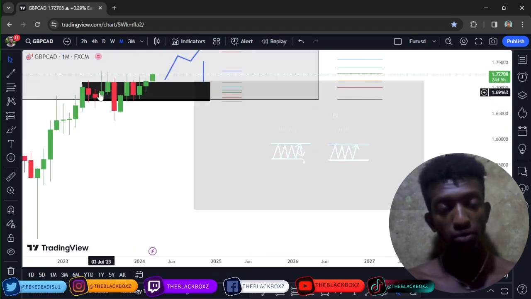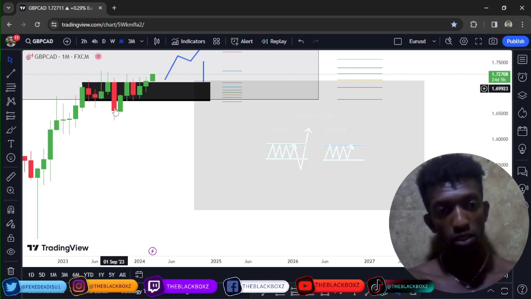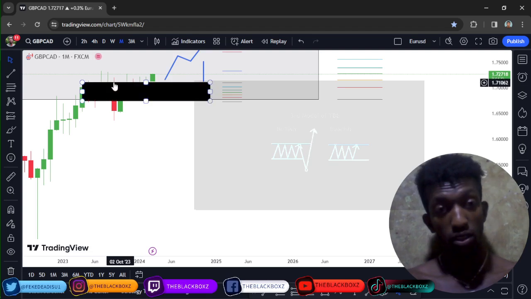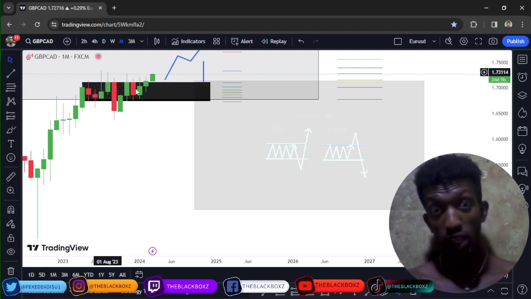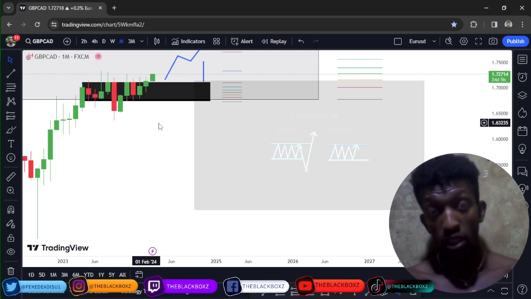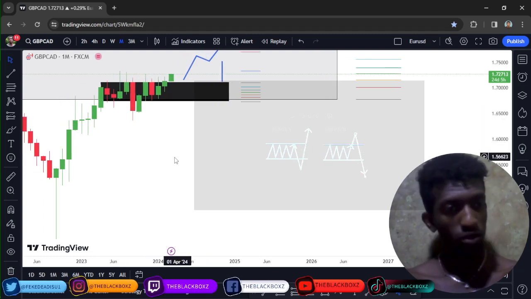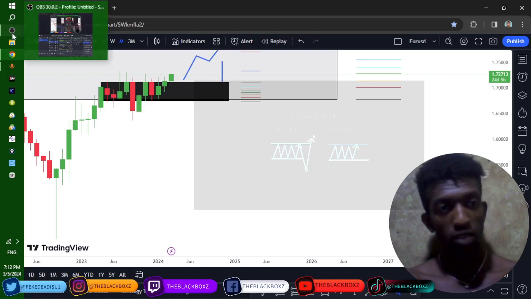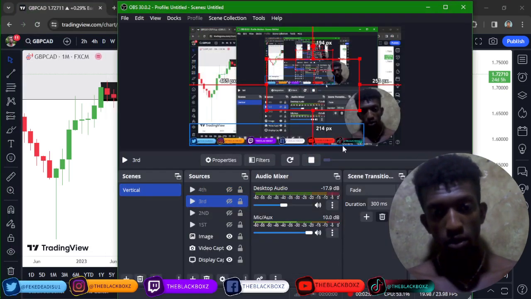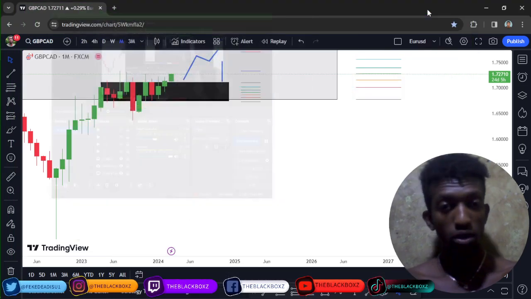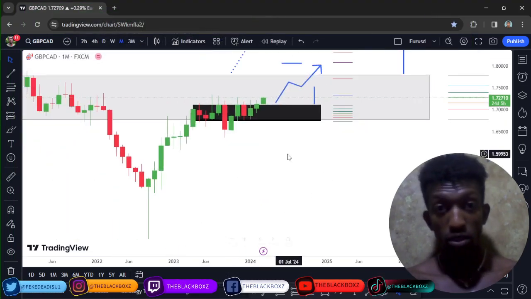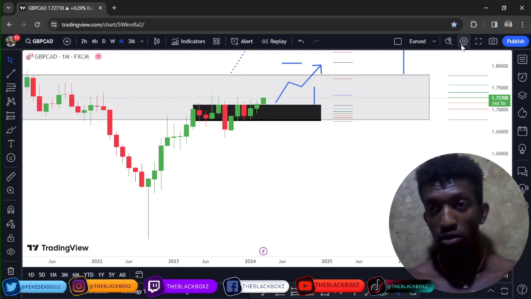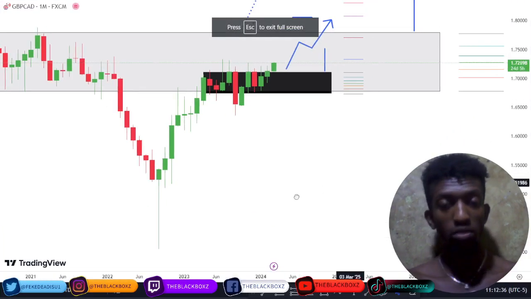As you can see, this was a black box. This thing broke down. If you could sell right there, stop loss above your entry, and then this thing smashed up, right? It then retraced back to the highs, which means we are now bullish. We are very bullish. So that is the third model. Let me turn it off because the computer is making noise.